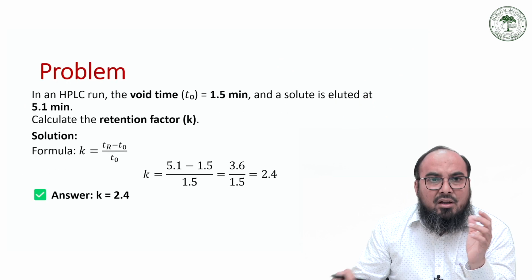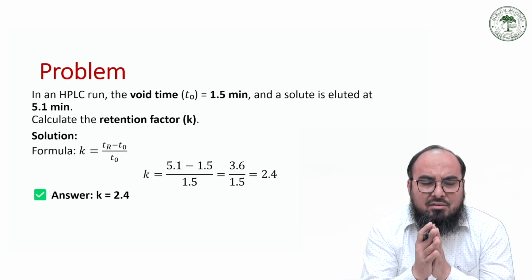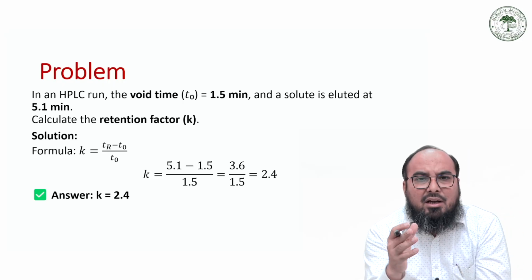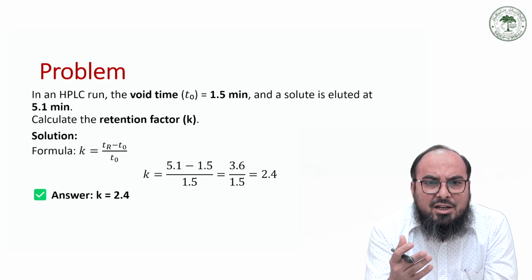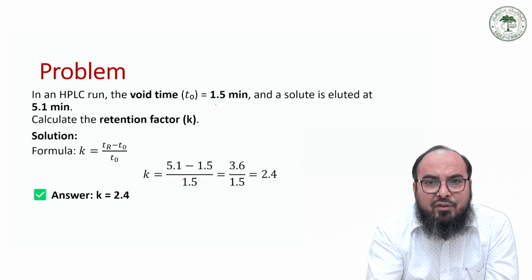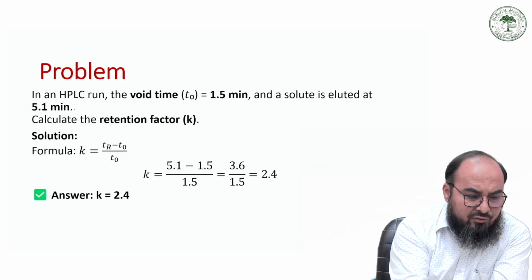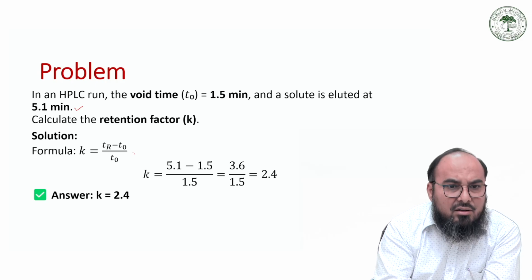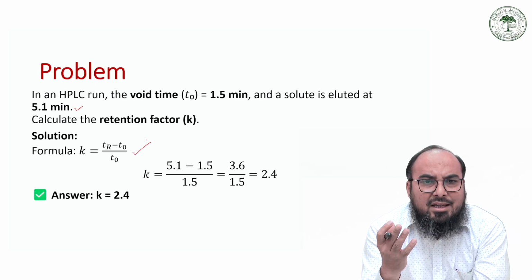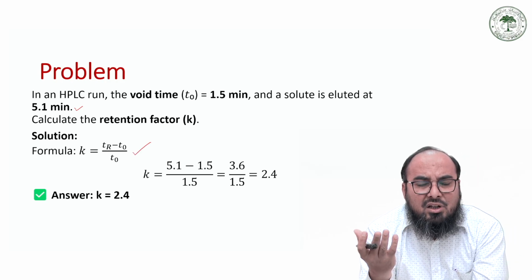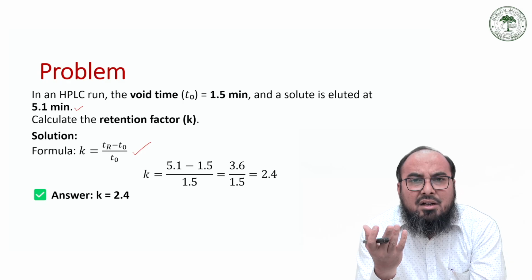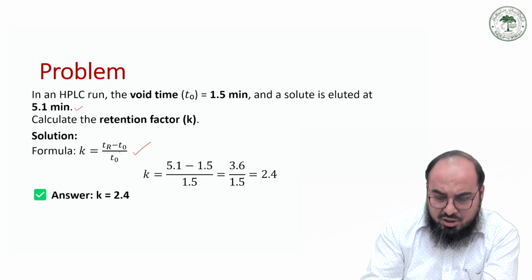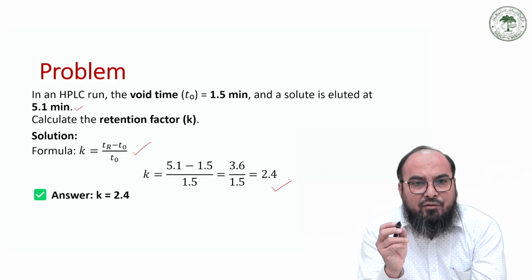Now let us solve a few problems. So quickly we are going to see the problem. For example, this is the data obtained from HPLC. Here T naught is given as 1.5 and the solute elutes at a different time, that is here it is TR. So the formula is simple. K, that is the retention factor, may be defined as TR minus T naught upon T naught. You just populate all the readings in this equation and you will get K as 2.4.